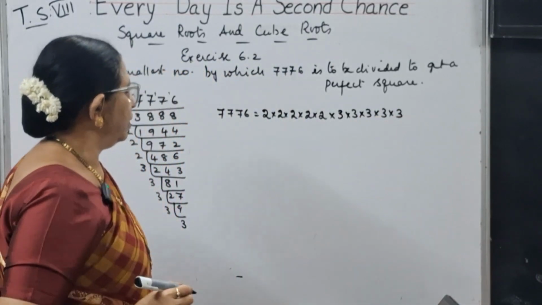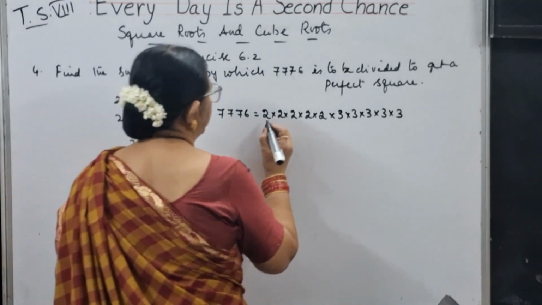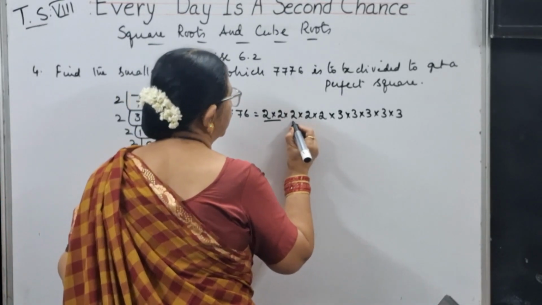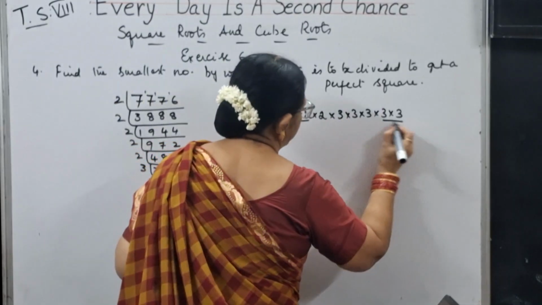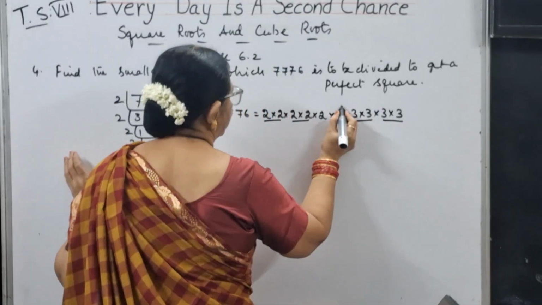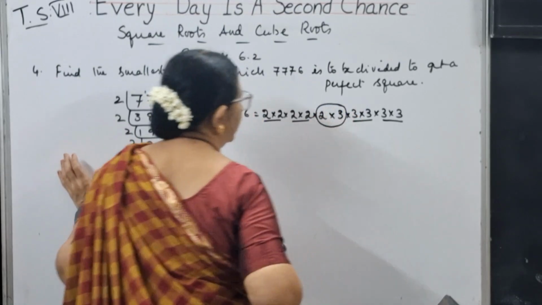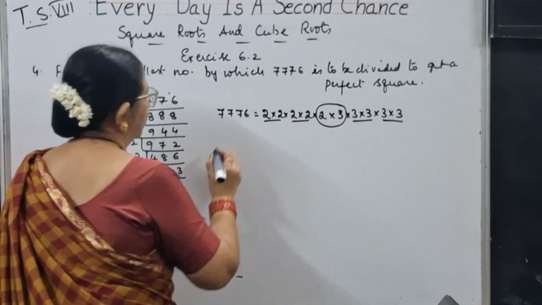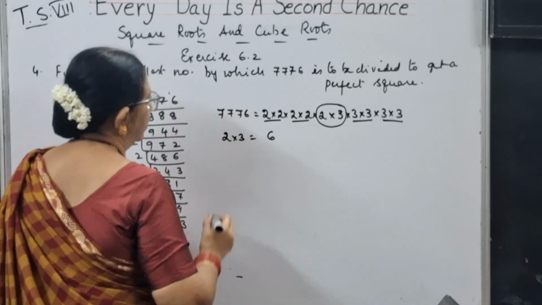As I said, if you want to find the square root, you need 2 twos as a group. So I am making 2 twos as a group. One 2 has no group. So here also 3 threes as a group, and one 3 has no group. So these are the two numbers which are not having groups. So 2 into 3 is 6.